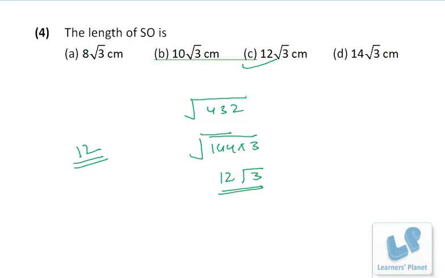So friends, questions based on similar triangles are asked very frequently. So you should be clear about the concept of similar triangles, right? We have done so many problems on that. I'll be taking more problems. Just wait for a moment.